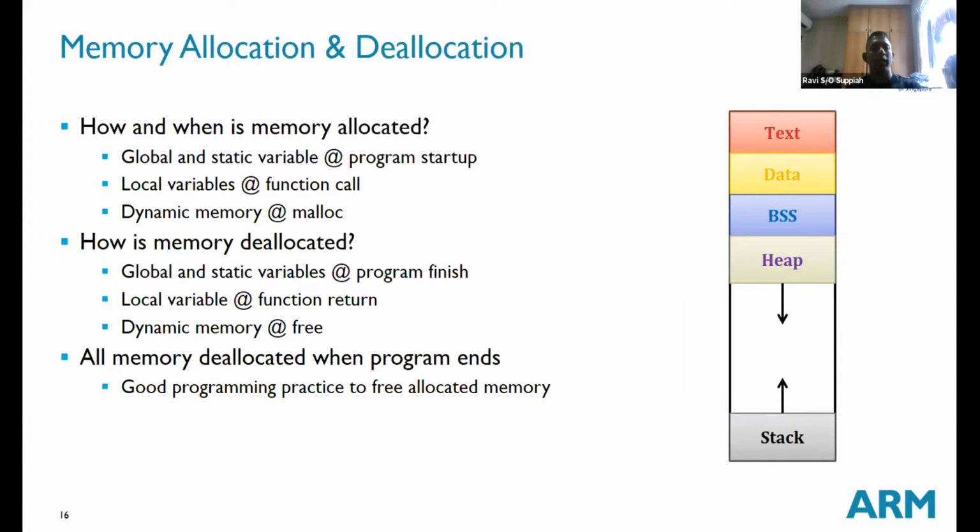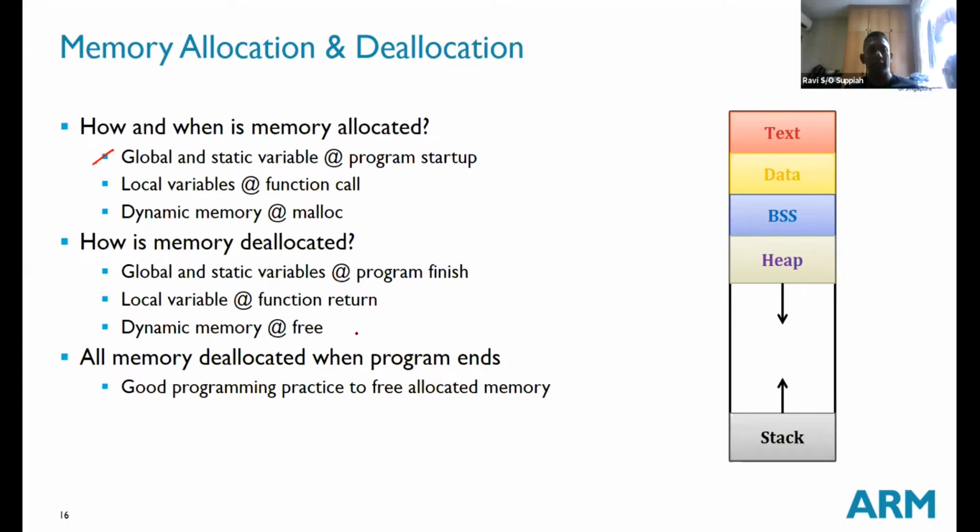Of course, memory allocation and deallocation, when does it happen? When you talk about global and static variables, they are allocated during program startup. During program startup, it already knows that these variables should go into these particular segments. Local variables are allocated when you call the function, correct?